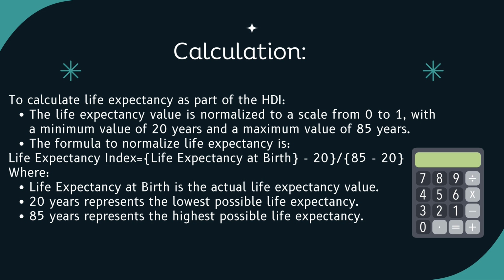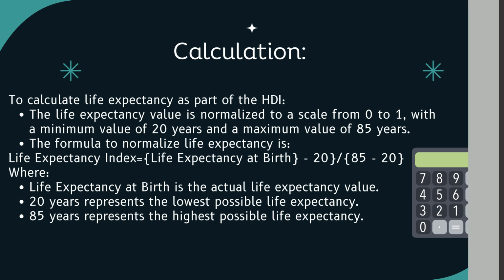The formula to normalize life expectancy is: life expectancy index is equal to life expectancy at birth minus 20, divided by 85 minus 20, where life expectancy at birth is the actual life expectancy value. 20 years represents the lowest possible life expectancy. 85 years represents the highest possible life expectancy.